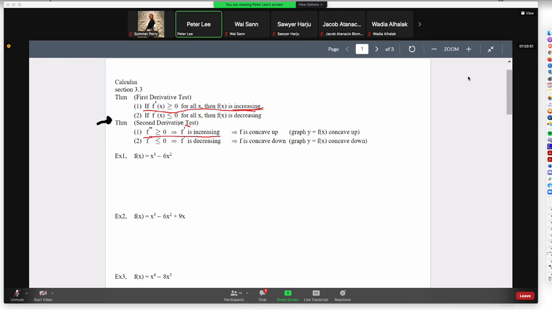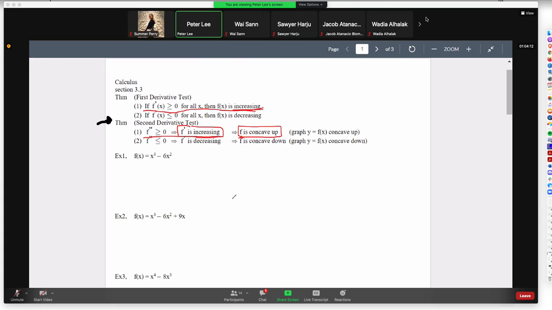If f prime is increasing, then what can you conclude about f? If f prime is increasing, what can you say about f? And the conclusion is that f is concave up. Okay, f is concave up.